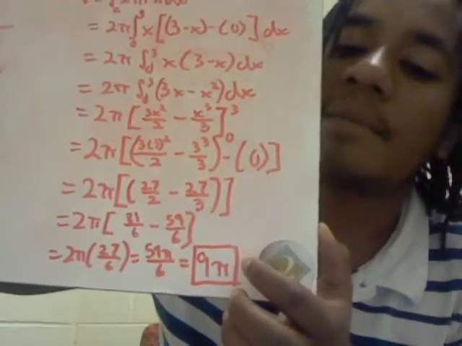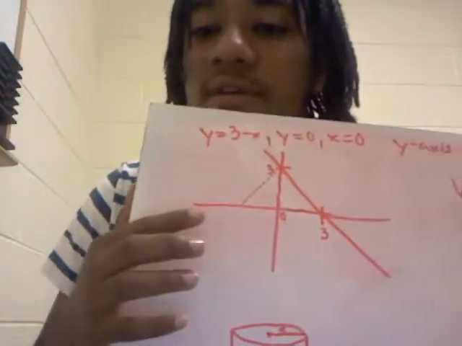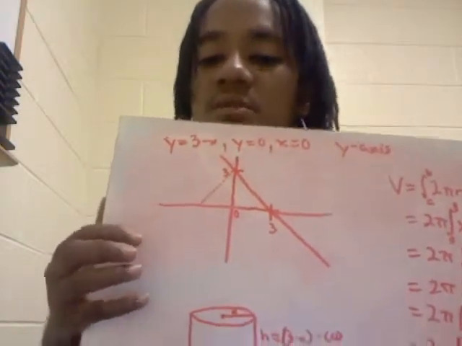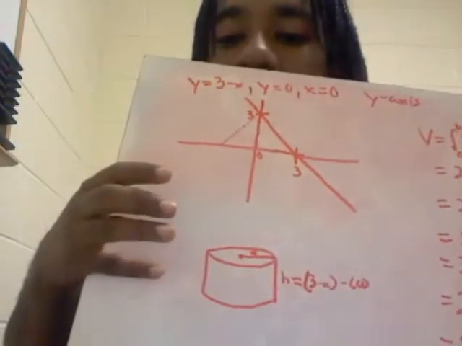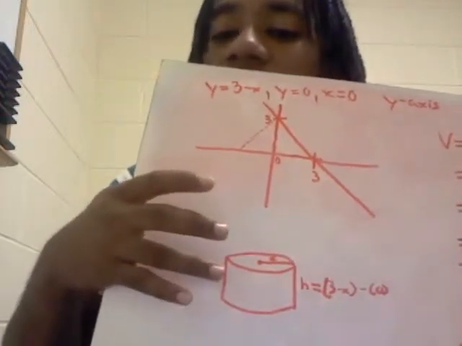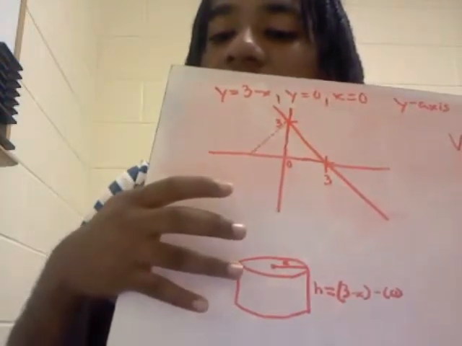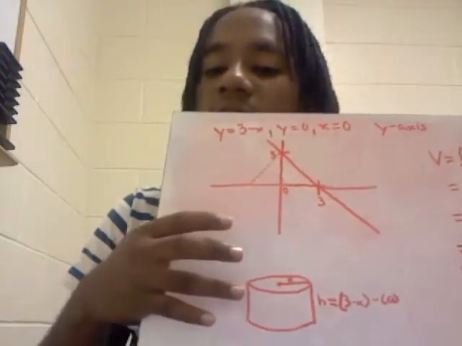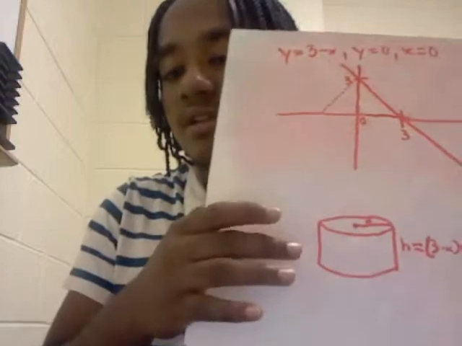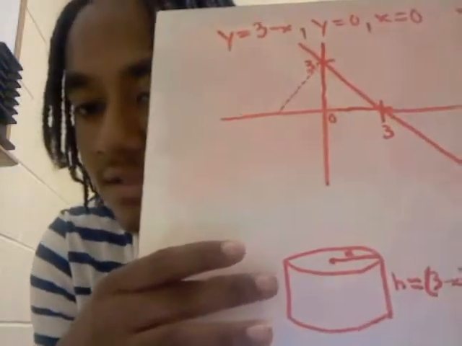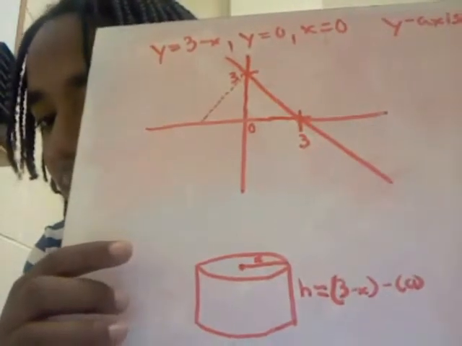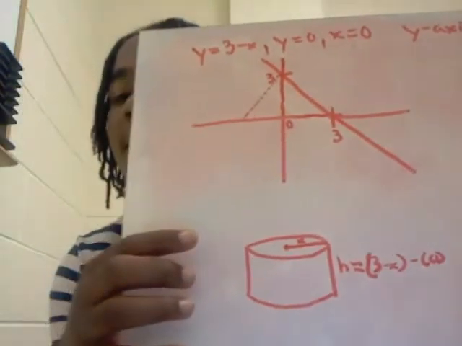of 9 pi, which is the volume of the rotating region, which is going to be from a cylinder. And just to prove that you are still using the 2 pi r h formula for the volume of the cylinder form, the radius is x, and the height is top minus bottom, which is 3 minus x minus 0.